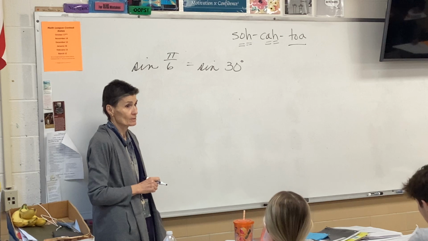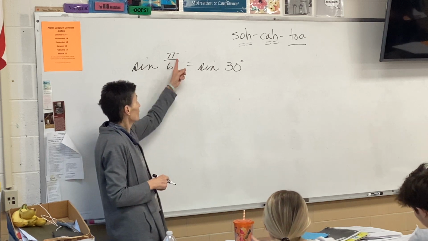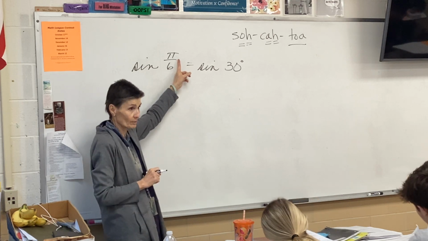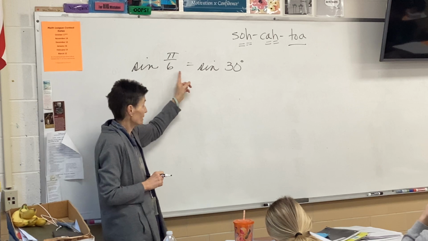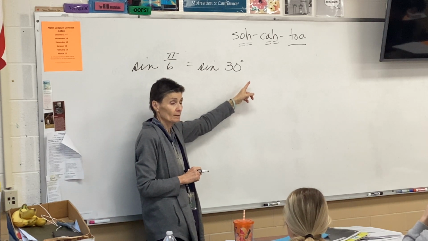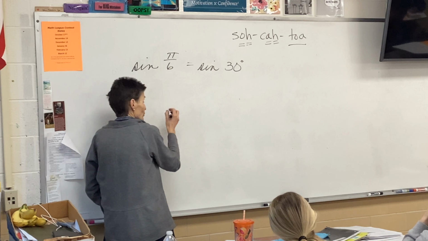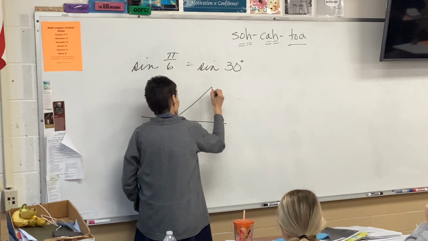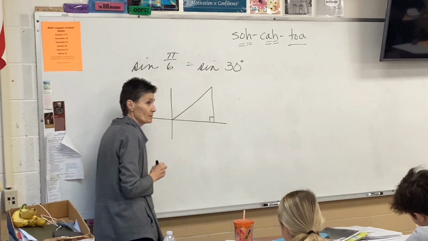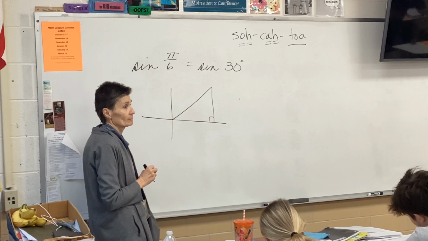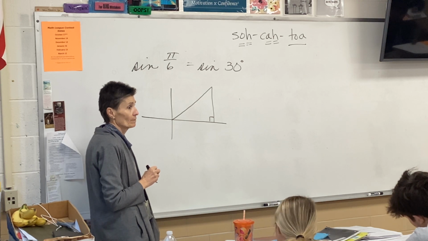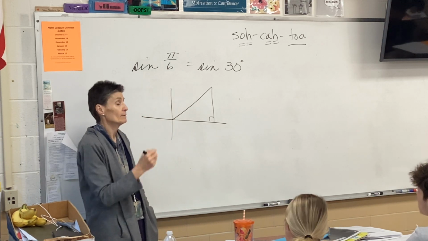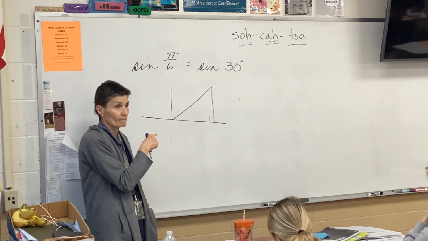Okay, so again, pi radians is 180 degrees. So 180 divided by 6 is 30. Now, I want you to draw this same picture that we drew in our last couple examples. Remember, when we have to draw a picture and they don't give us one, that's the picture we're going to draw.